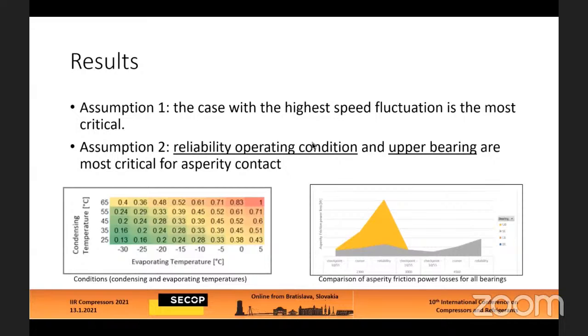And inside some selected conditions we simulated in AVL Excite, we define which of those have a high fluctuation in speed, which conditions are also critical for the bearing. So which bearing is the most critical one, and we saw that the upper bearing is the most critical one.